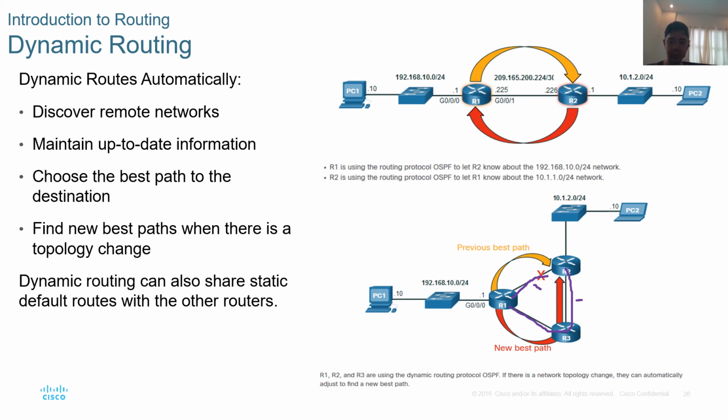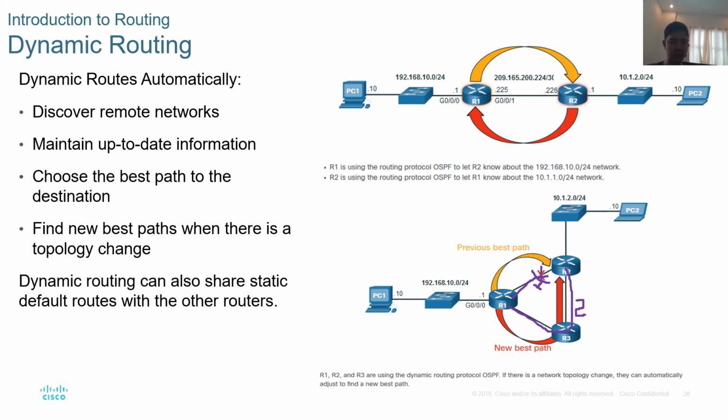The good thing with dynamic routing is, for example, if this goes down, the routers will talk to each other. R1 will say, hey R3, you know what, my connection to R2 is down. R3 will talk to R1 and say, hey, don't worry, I am still connected to R2. If you are to send any packet to R2, send it to me. I will give it to R2. So, that's how dynamic routing is.